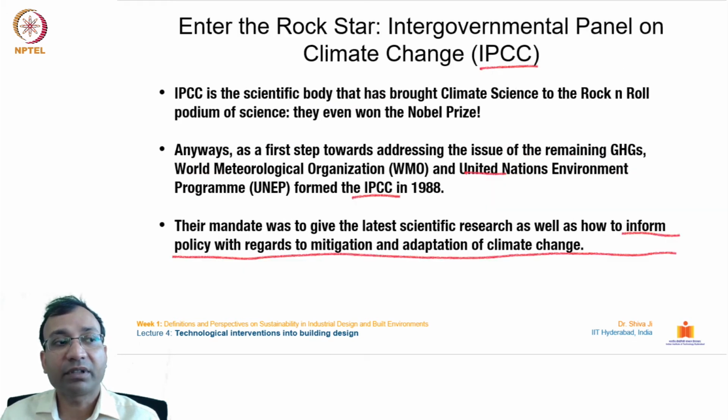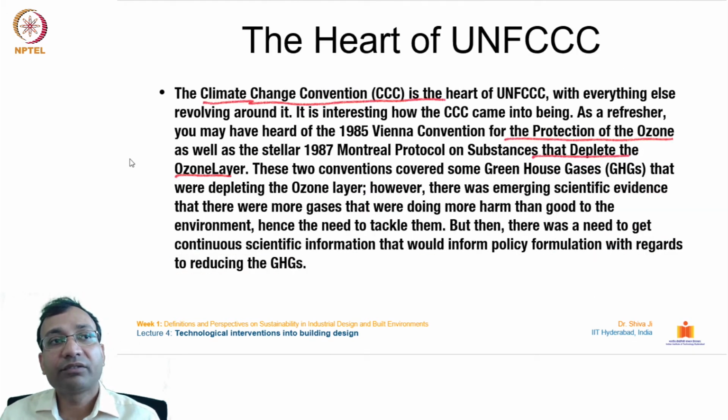The heart of the UNFCCC. In this one, the Climate Change Convention, Triple C, is the heart of UNFCCC, with everything else revolving around it. It is interesting how the Triple C came into being. As a refresher, you may have heard of the 1985 Vienna Convention for the protection of the ozone layer, as well as the stellar 1987 Montreal Protocol on substances that deplete the ozone layer. These two conventions covered some greenhouse gases, GHGs, that were depleting the ozone layer. However, there was emerging scientific evidence that there were more gases that were doing more harm than good to the environment, hence the need to tackle them.